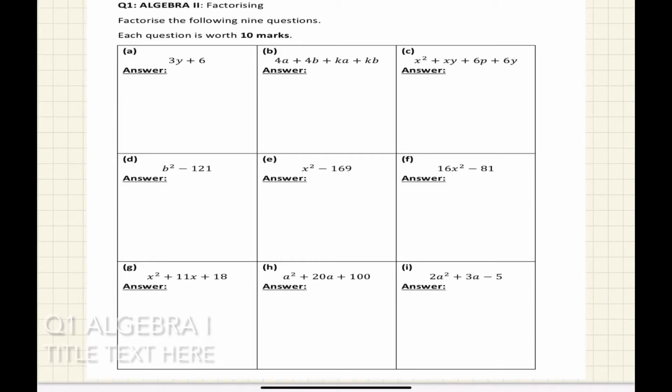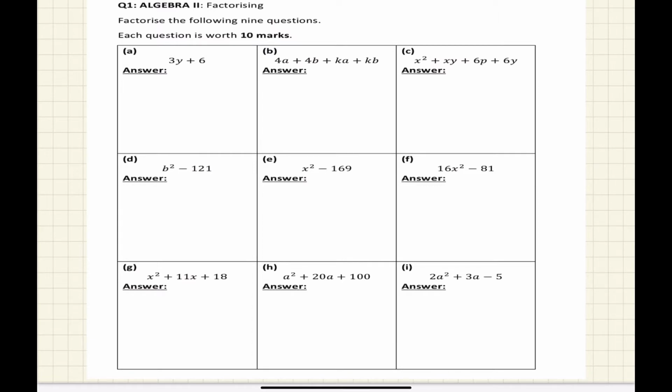Okay, so question 1 of the Christmas exam was on the chapter Algebra 2, which was factorizing. You probably noticed that basically it's the same layout as the original exam, the exam you had for your midterm. I've just changed some of the numbers and letters around. Okay, so let's have a look.